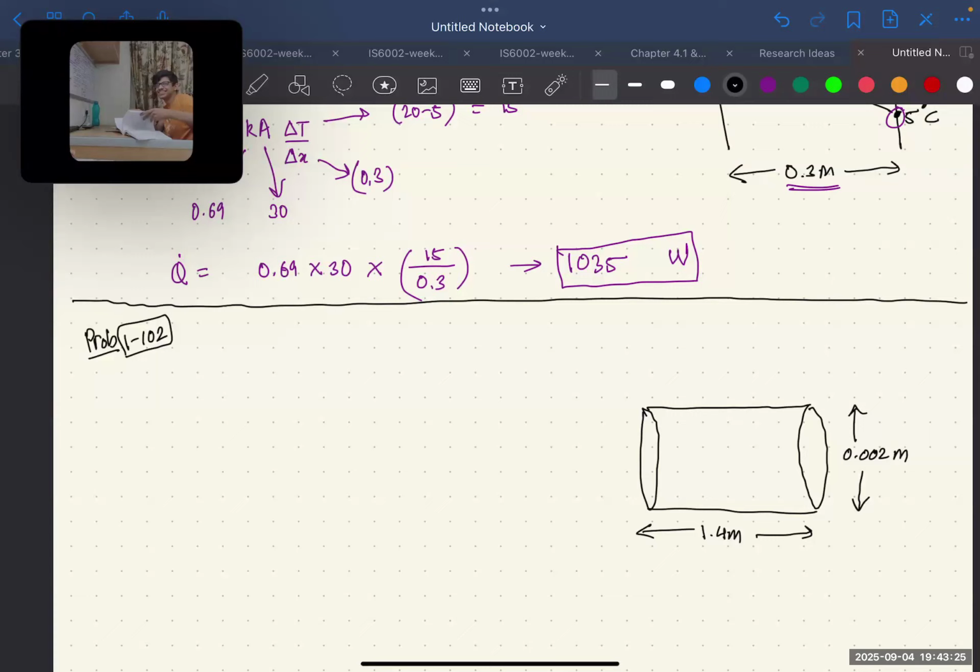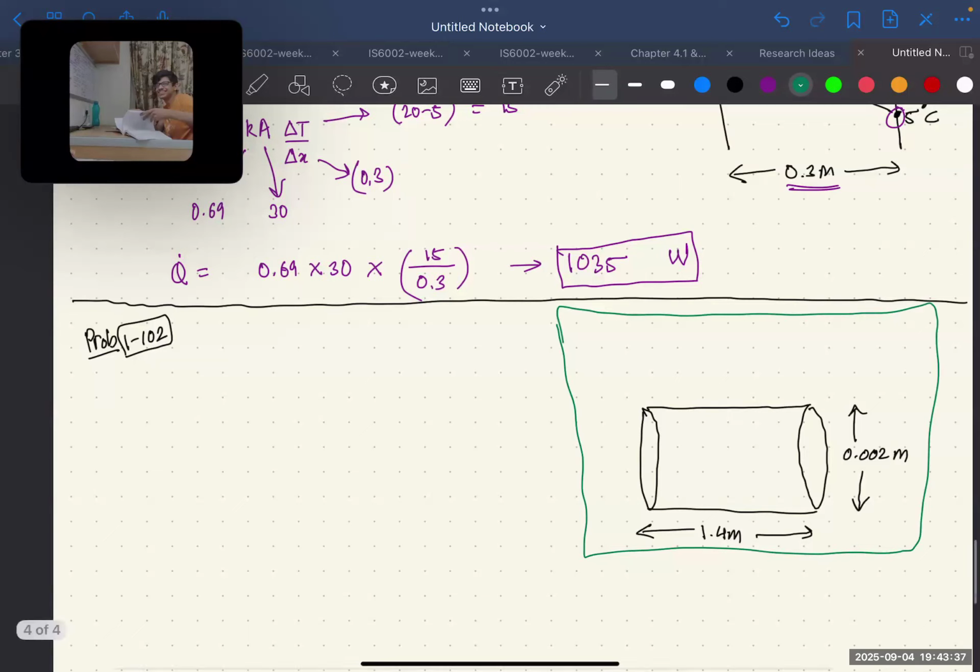And this room, so there is a room in which this wire is kept, and this room is maintained at a temperature of T infinity, which is 20 degrees Celsius. Okay, what else is given? Heat is generated in the wire due to resistance heating, and the surface temperature of the wire is 240 degrees Celsius during steady operation. So the temperature Ts is 240 degrees Celsius.